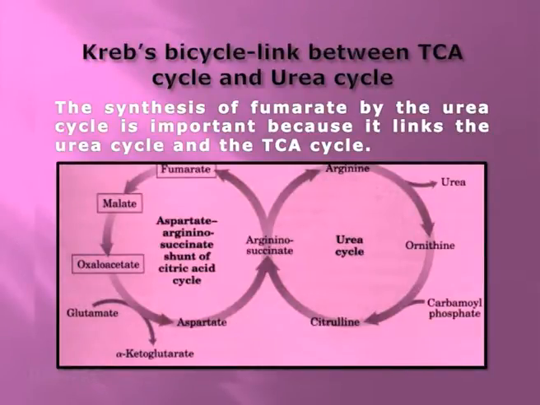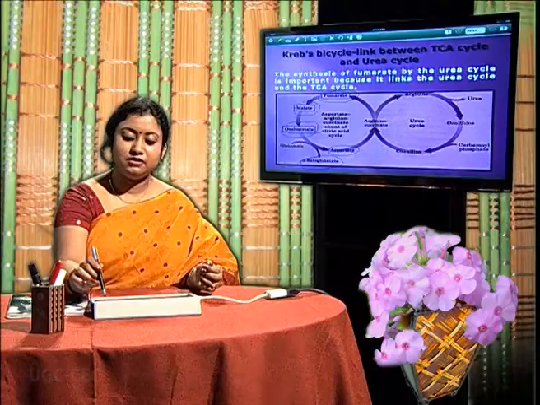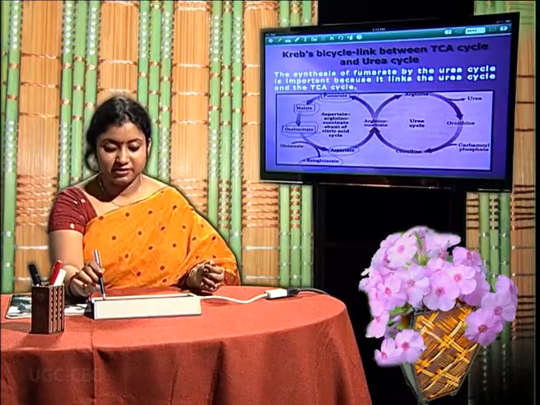So this aspartate comes from oxaloacetate and, after being formed in mitochondrial matrix, enters the urea cycle to participate in it. Alpha ketoglutarate is formed here because the reactions of TCA cycle and urea cycle are intertwined together. So this is the so-called Krebs bicycle.